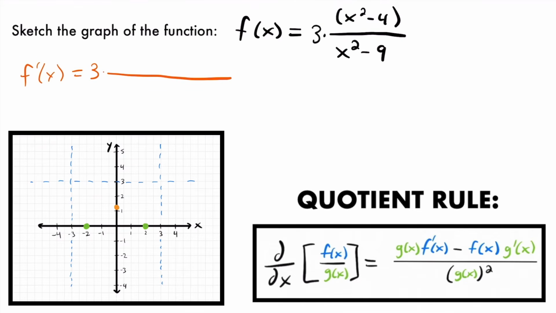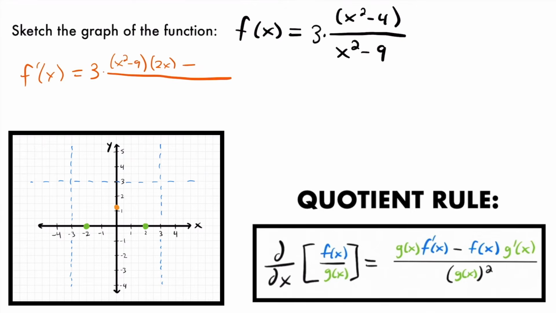If we go through with the quotient rule, we'll start by taking our bottom function, x squared minus 9, and multiply it by the derivative of the top function. The derivative of x squared is going to be 2x if we use the power rule, and the derivative of negative 4 is 0. So you're just going to have 2x.